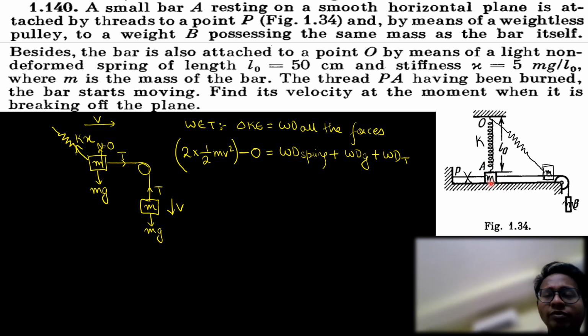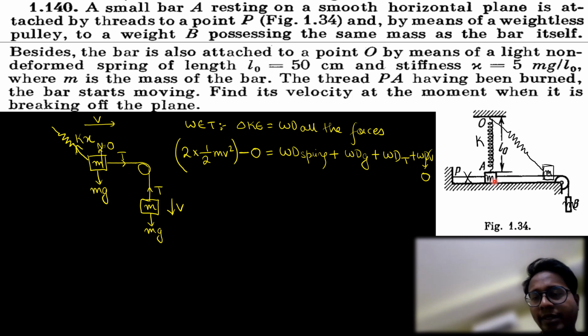Work done by normal force: see, work done by normal force is 0 out here, because displacement is always perpendicular to the normal force. So even if I write work done by normal out here, you can simply say it to be 0. Now what we need to figure out is the work done by spring, the work done by gravity, and work done by tension. First let's start with work done by tension.